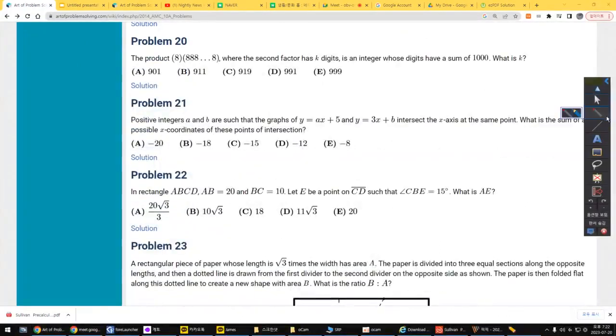And number 20. So if we make the pattern, 8 times 8 is 64, and 8 times 88. Can you find the product? I mean, you can use a calculator. What is 8 times 88? 704. Yep. And then increase one more 8. What is 8 times 888? 7,104. And one more means 8 times 8,888.